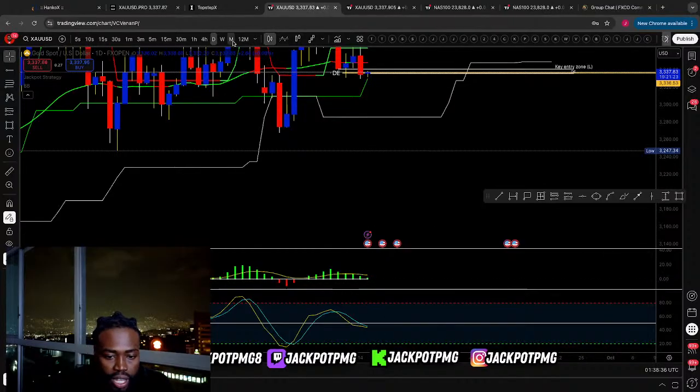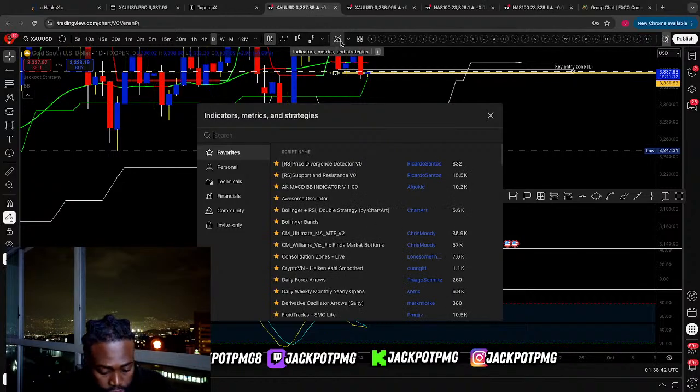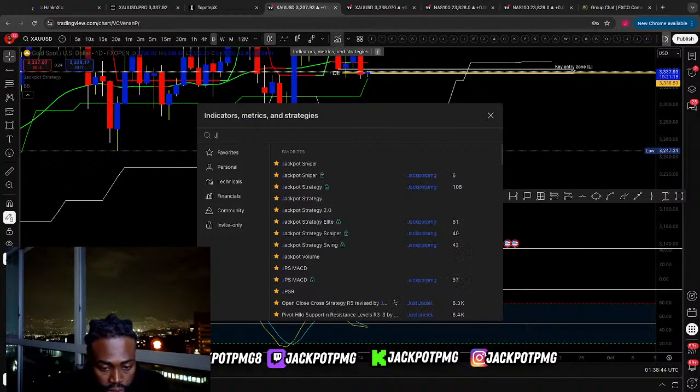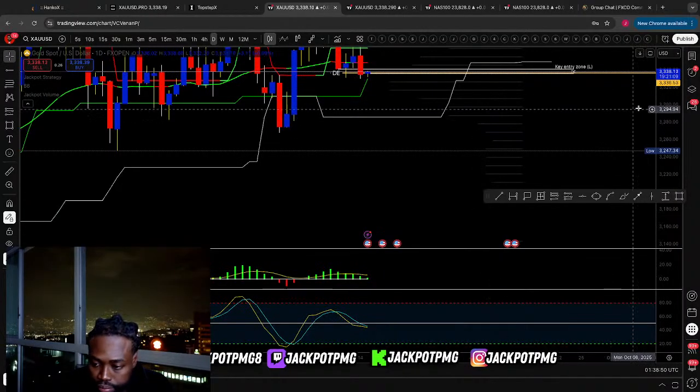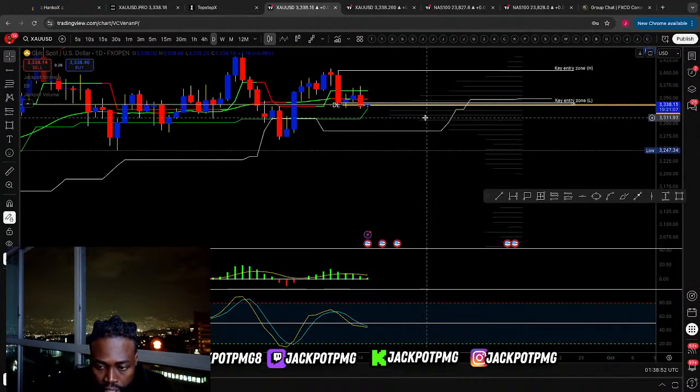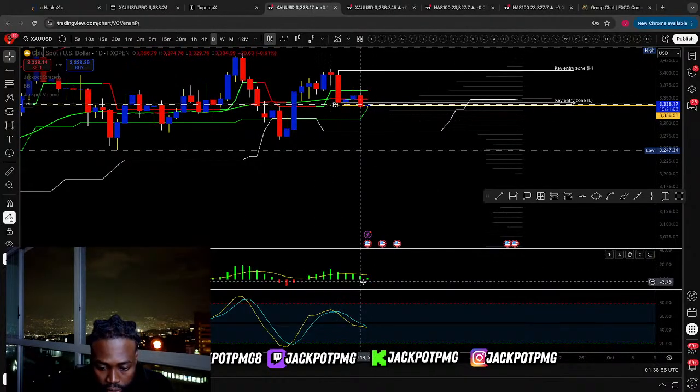Matter of fact, let me go ahead and add Jackpot volume as well, because I need to see this play out and how it's really gonna make a move. So let's go to Jackpot volume to add that. That's also part of the Jackpot strategy. All right, volume is here. We're going lower, at least on this view here.